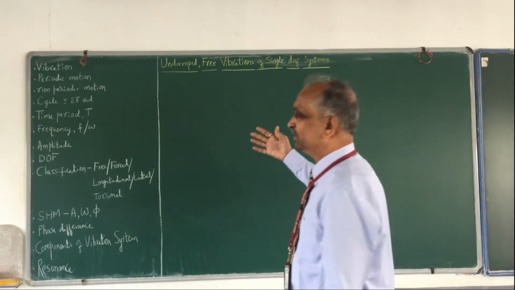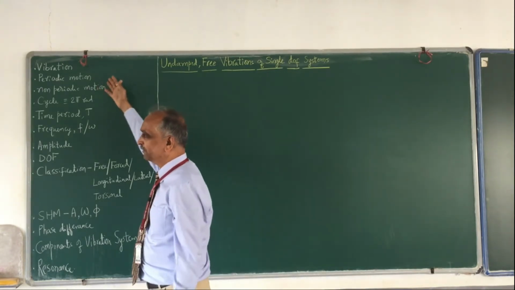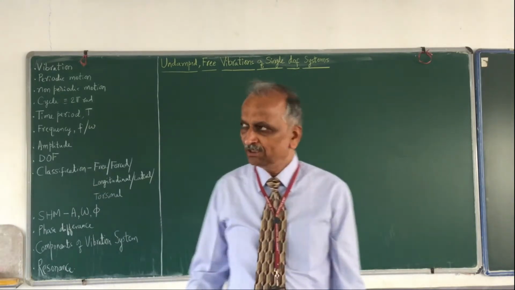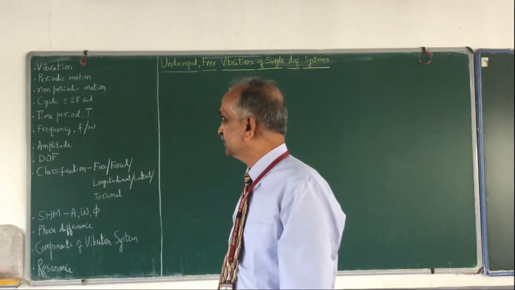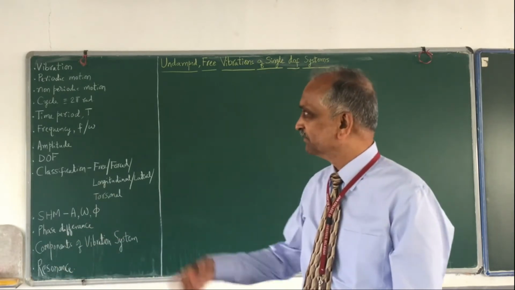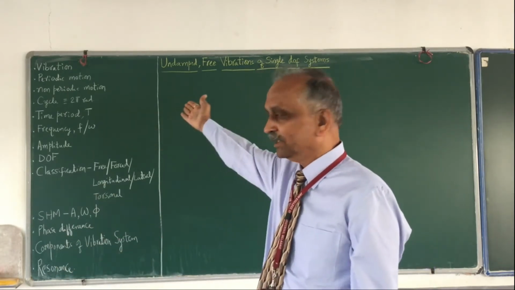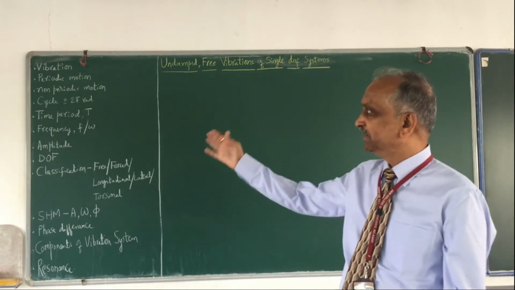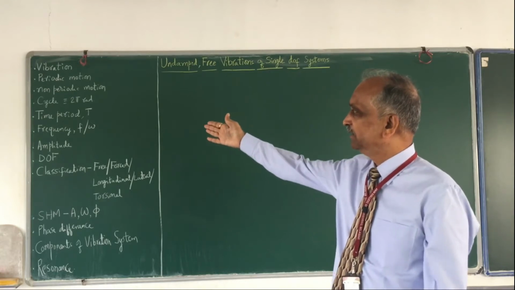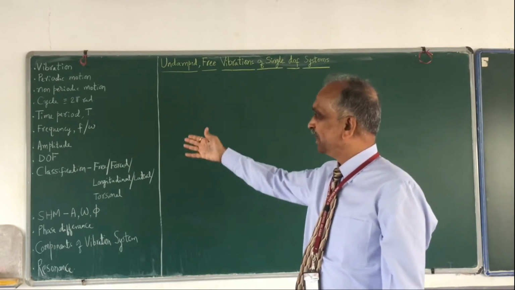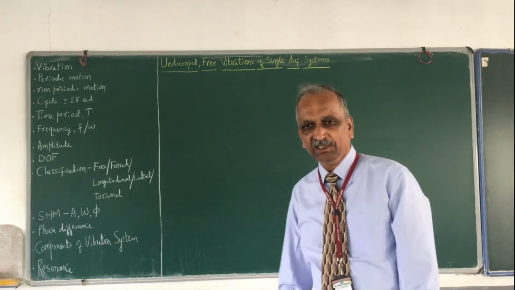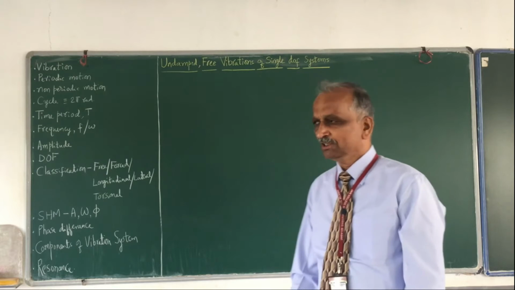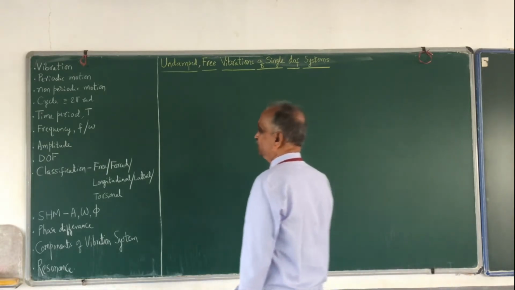Some of the terms we have gone through, I wish you to recall them. I am not going through and repeating them again. The vibration: to and fro motion, periodic motion, motion which repeats after a fixed interval of time. Non-periodic motion, what is meant by cycle, what is time period, frequency expressed in f and omega, amplitude, what is meant by degree of freedom, then the classification of vibrations. So at least some of these terms you need to know.